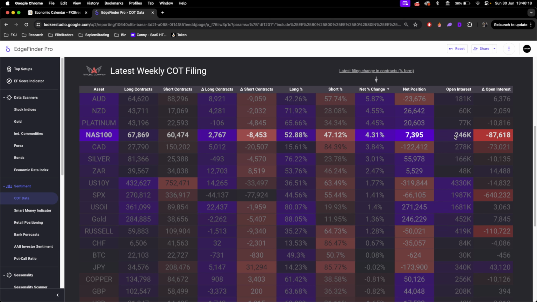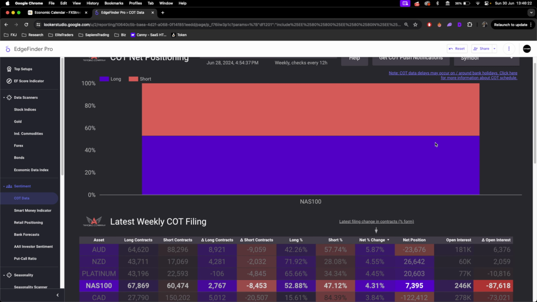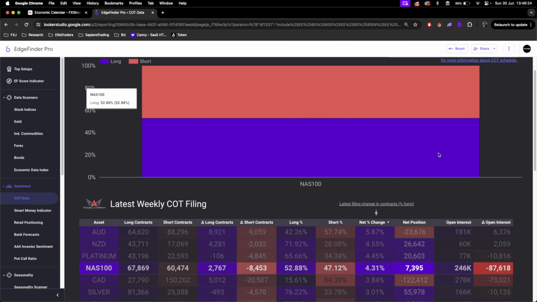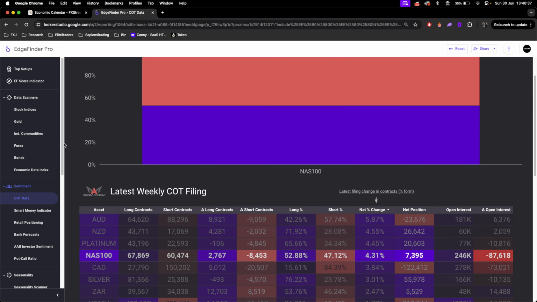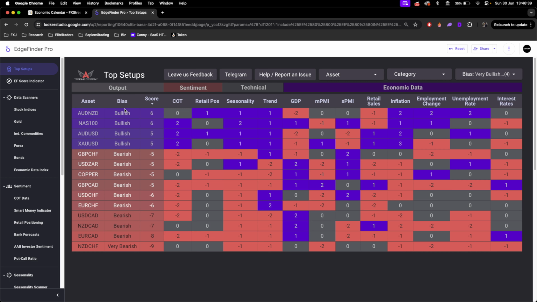NASDAQ is very long as well. So maybe we'll start looking at NASDAQ longs, because if you know me, then you'll know that I only long the indices. I don't ever short them, because the overall trend of those markets is bullish, and I don't want to try and fight that. It's a lot more difficult to make money shorting indices than it is just longing them. So yeah, overall looks very, very nice. These are the assets on the Edge Finder at the moment.